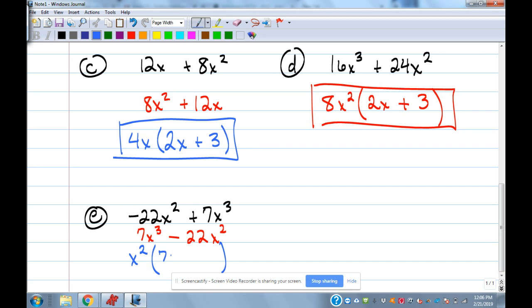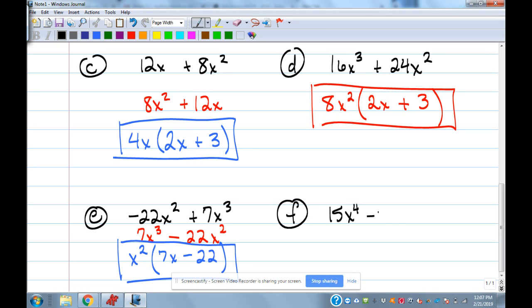7 minus 22. Sign's not changing there. We'll get into some in a little bit where we got to do some sign work, but right now, GCF on this one was just variables. Didn't have a number that went with it. Sometimes that happens.